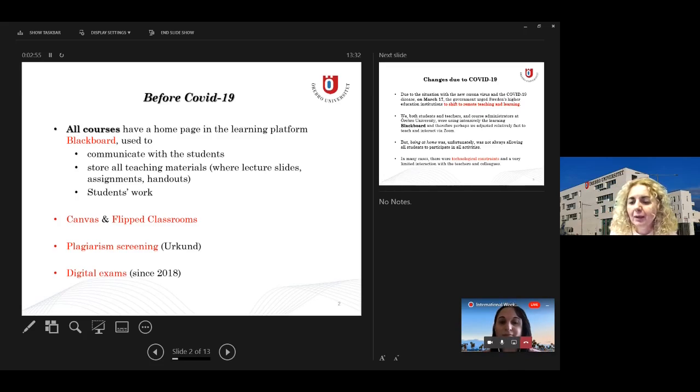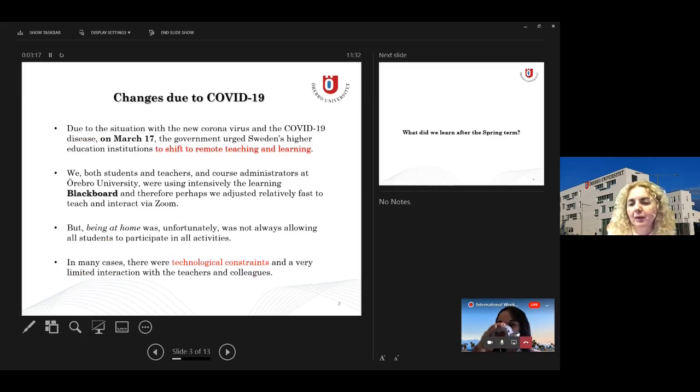And also since 2018, we had intensively tried to implement digital exams, which unfortunately were not developed in such a way that we could switch directly to them, but some of the courses had already been used to this form of examination. So this was the situation for several years, and then on March 17, the government of Sweden took the decision, with a strong recommendation, that all universities, all institutions at higher education level, should shift teaching and learning to remote form. And of course, this is a parenthesis here because, as you already know, Swedish policies and the way of handling this, especially the policy of stopping the spreading of the virus, was different from other countries.